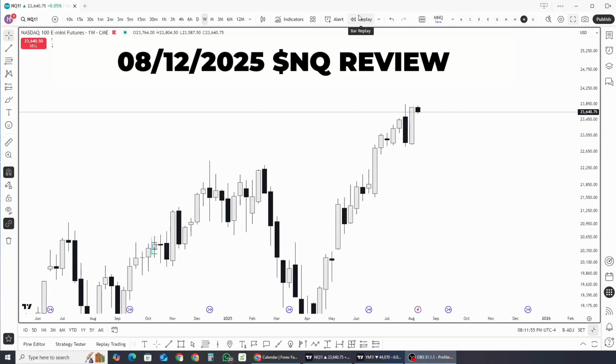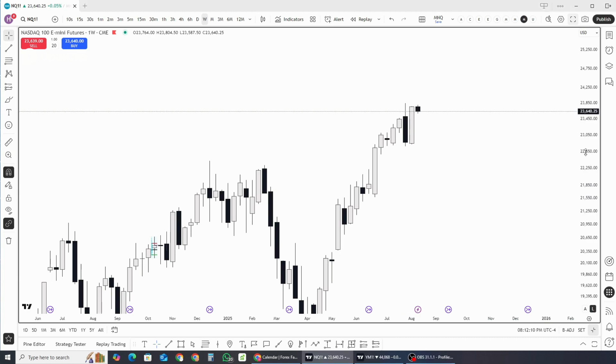Alright guys, so today we're going to do a quick review on the NASDAQ. Now this right here, what I have in front of you is a weekly chart. So each candle is a week long. And currently we are trading in this candle right over here.